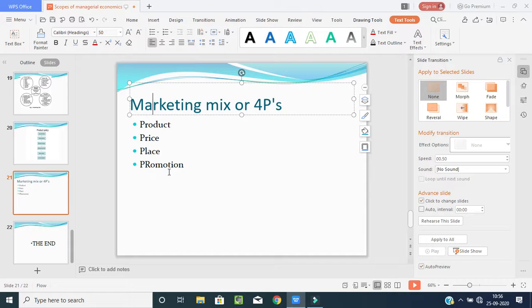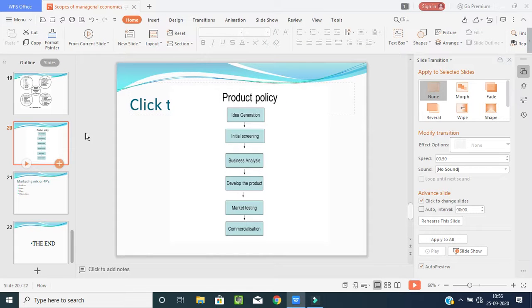Now we'll go for another term, that is how the product policy will be there. The product policy will take place by idea generation. First, what product we should manufacture. We have to create the idea, that means planning should be there. Initial screening, we should screen. We have to go for the paperwork or the blueprint work. Then we have to go to business analysis, to see how the business will work in the market.